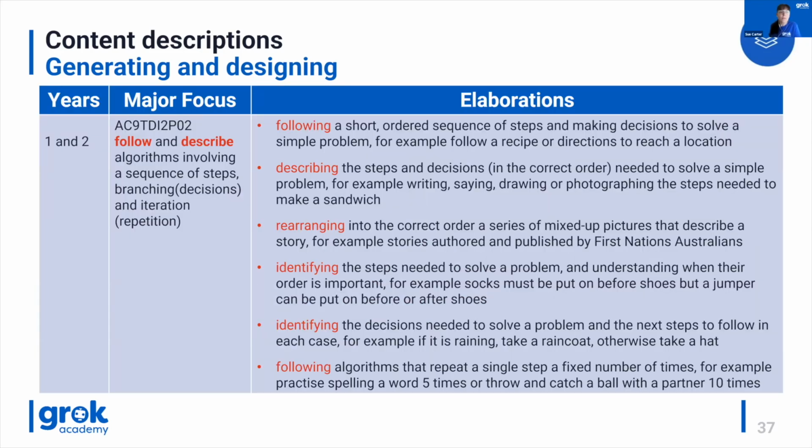So if we take a look at the elaborations that match our content description, we're looking at students that are following short or ordered sequences of steps to make their decisions to solve a simple problem. They are describing those steps and decisions in the correct order where they need to solve a simple problem. They can correct and order a series of mixed up pictures that describe their story. And they've got steps needed to solve a problem and understanding why the order is important.